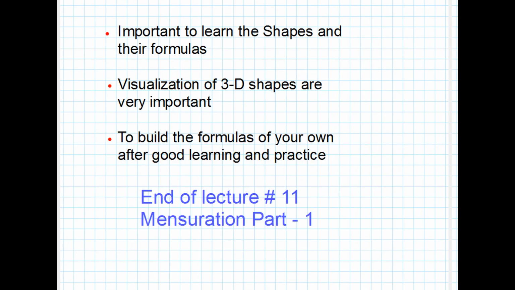So it is important to learn and understand the formula and their shapes, and also the visualization of 3D shapes. And it is quite important to build the formula of your own after having a good understanding. This is the end of this lecture.